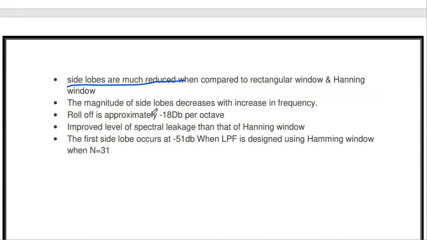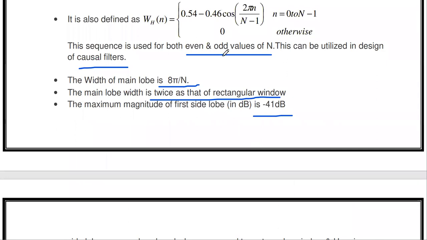Then the magnitude of the side lobe decreases with increase in frequency. Then the roll-off rate is minus 18 dB per octave. Then in this case also there is an improved level of spectral leakage. When compared to the rectangular window, in the Hanning window there is improved spectral leakage. Here, again improved spectral leakage. Then if you are designing a low pass filter using the Hamming window, the first side lobe is minus 51 dB. Okay. So these points you just remember.